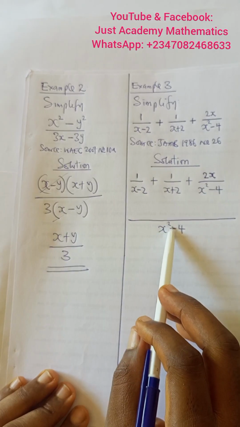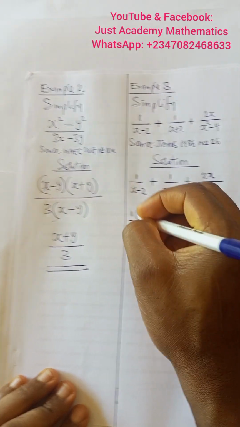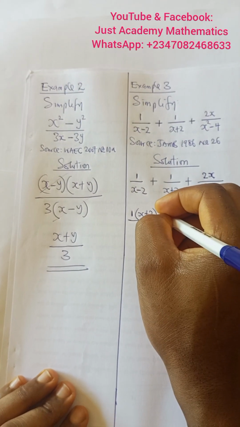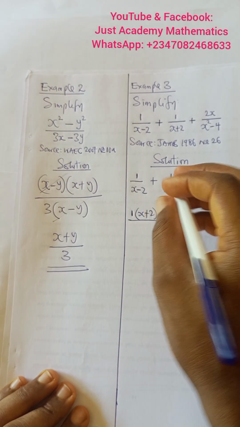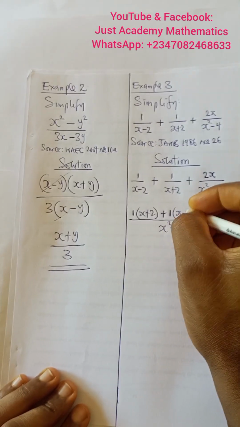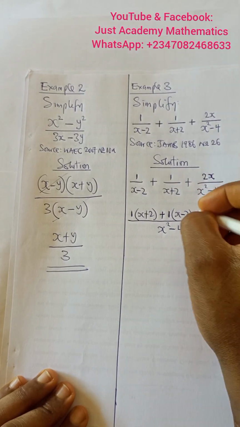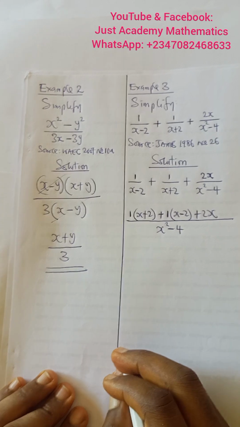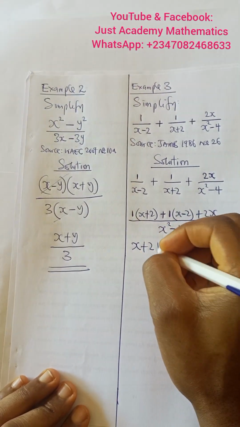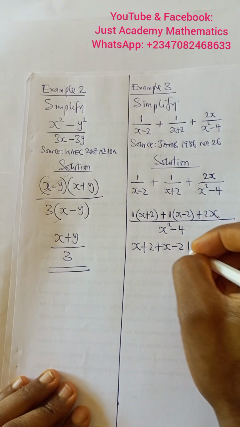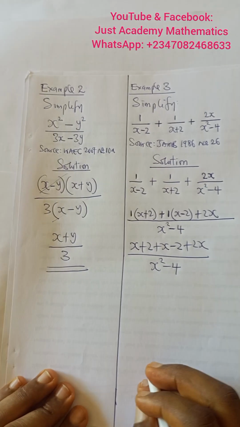This s squared minus 4 simply means s minus 2 times s plus 2. So when s minus 2 goes in here, what will remain is s plus 2, that is 1 times s plus 2. Plus, when this s plus 2 goes in here, s minus 2 will remain, that is 1 times s minus 2. Then when this goes in here, it will give you 1 times 2, that is 2s. So you open the bracket to have s plus 2 plus s minus 2 plus 2s over s squared minus 4.